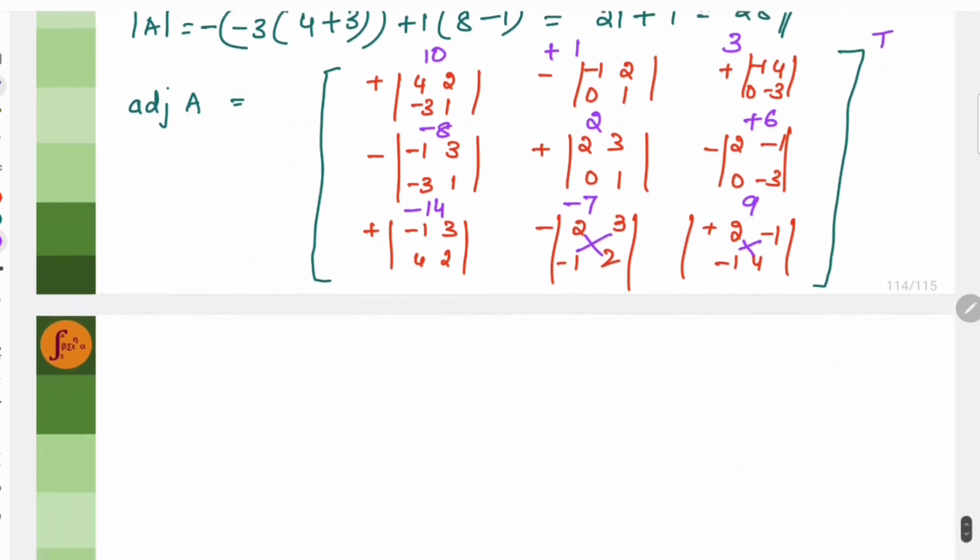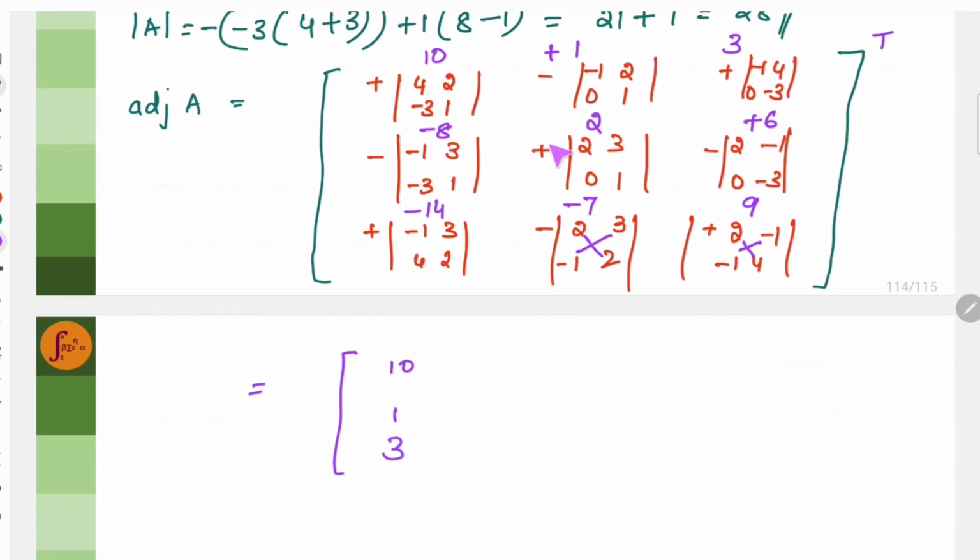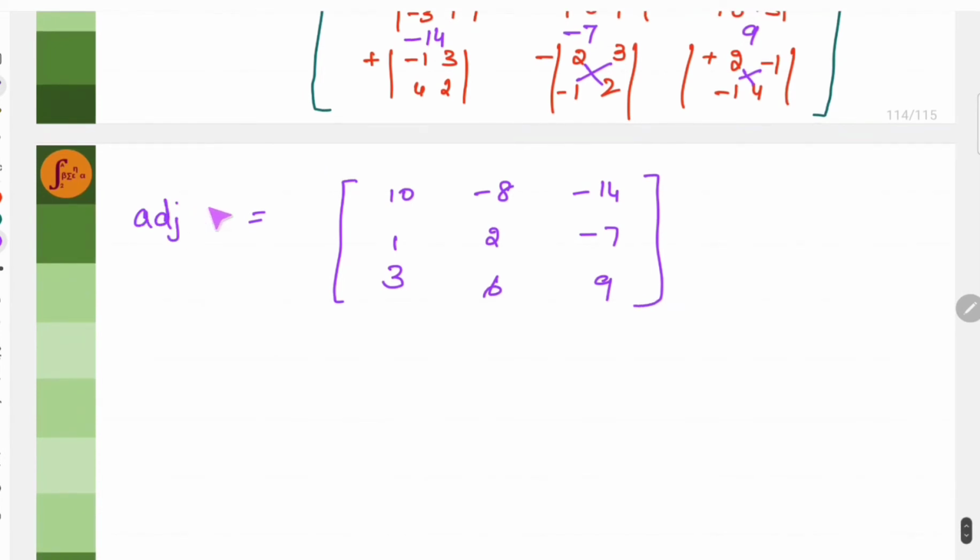Let's find the transpose. Transpose would be 10, 1, 3, written as a column. Minus 8, 2, 6, written as a column. Minus 14, minus 7, 9, put as a column. So we have taken the transpose. Now we have the adjoint of A.